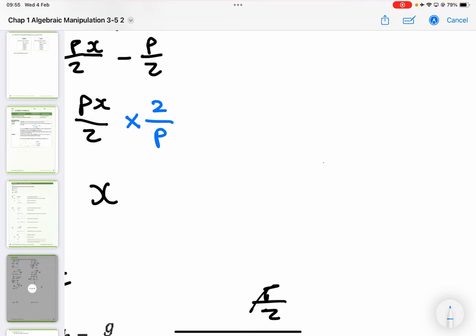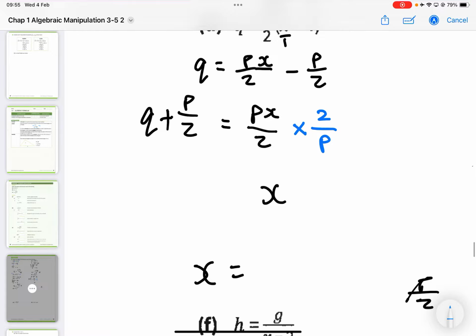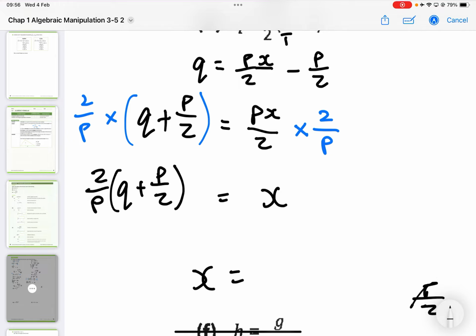Okay. So instead of dividing by p over 2, actually I can times 2 over p. Because 2 and 2 can cancel, p and p can cancel, I will end up with 1x. So I can just multiply 2 over p to the left also. Like that also can be my answer.